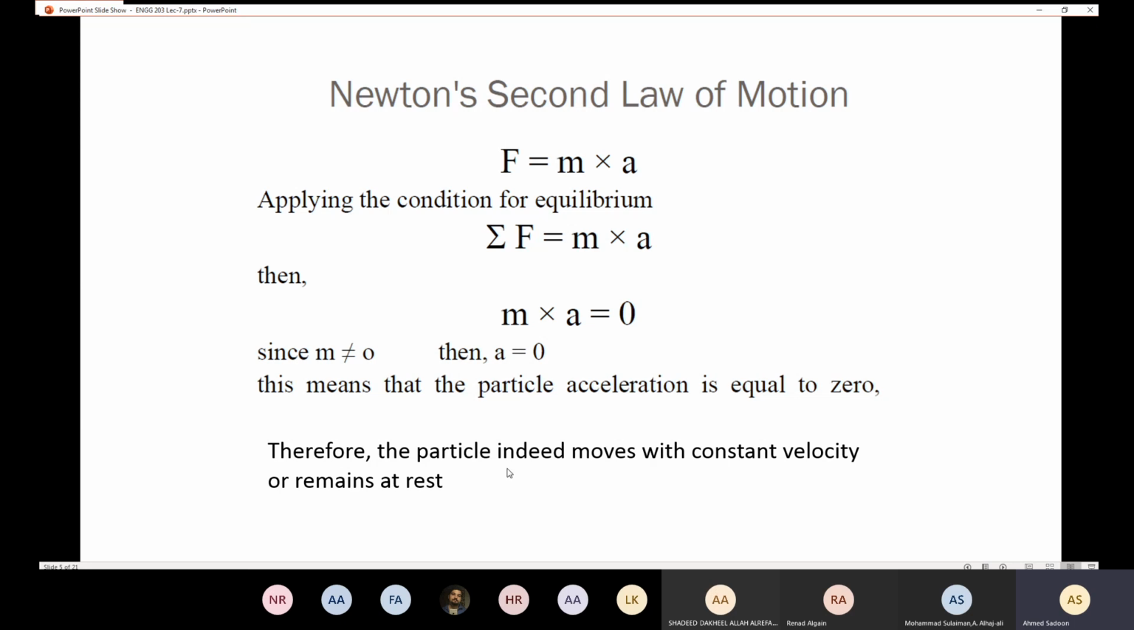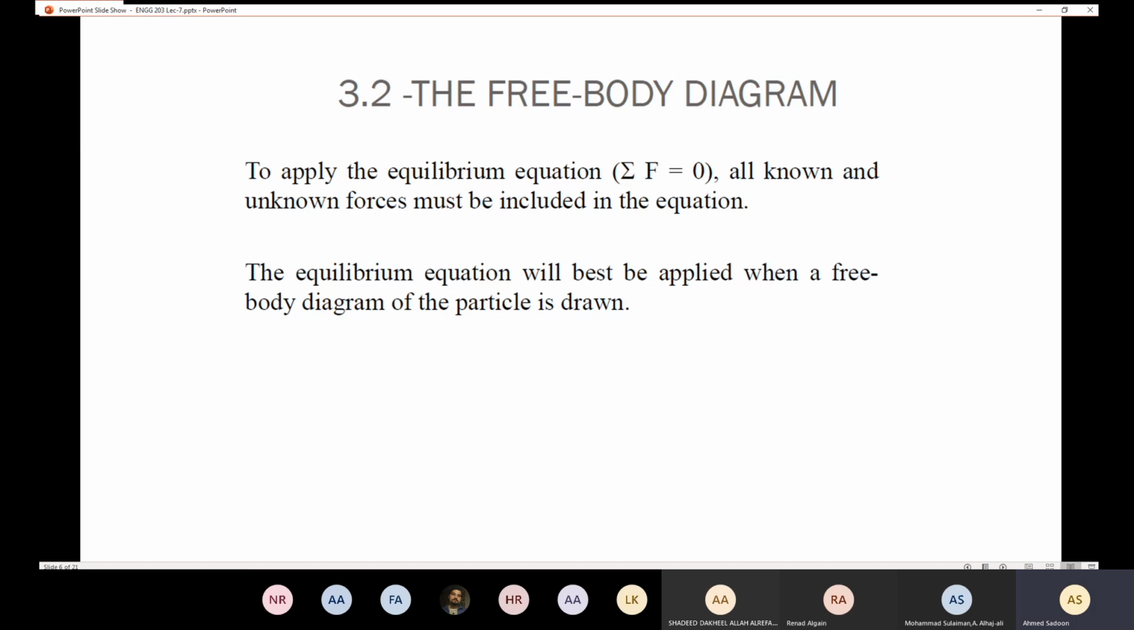And like I said, in this course all the particles are going to remain at rest. That is why it's statics. Nothing is moving. In order to apply the equilibrium equation, which is the summation of the forces equals 0, we need to know all the known and unknown forces, and we need to put them in the equation in order to successfully solve the problem.